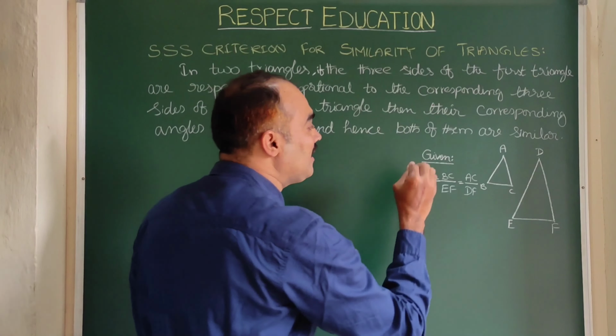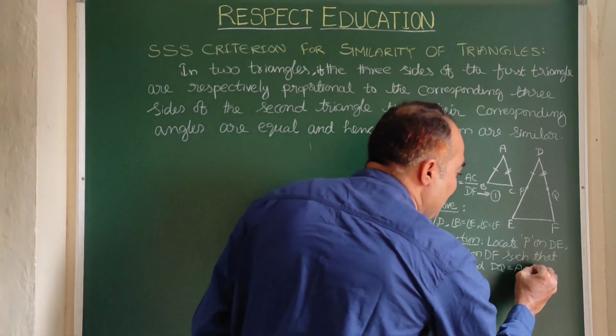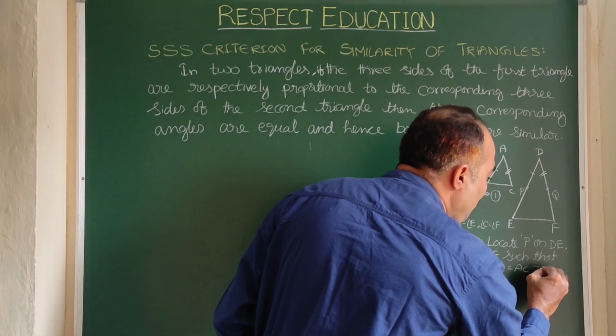Here I mentioned the same in the figure. AB and DP both are equal, single line for AB and single line for DP. For AC and DQ there are double lines, indicating they both are equal. That is the meaning. Now join PQ.